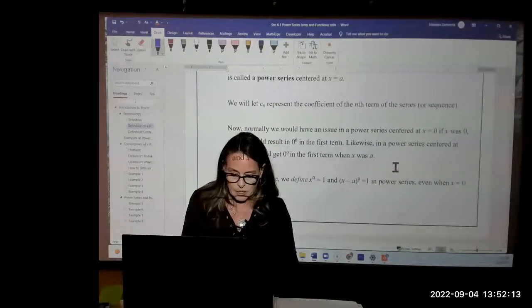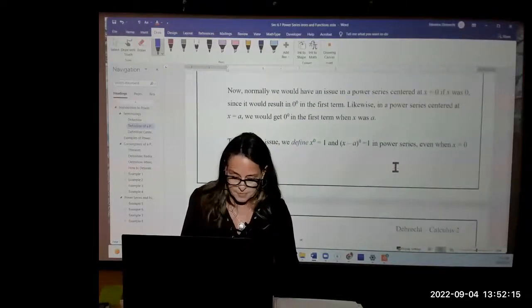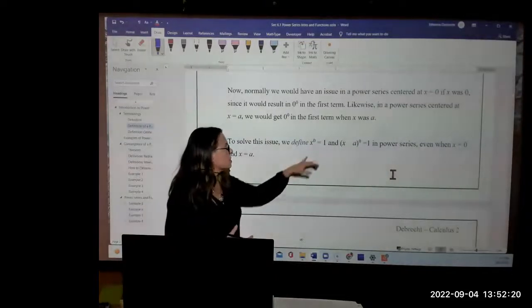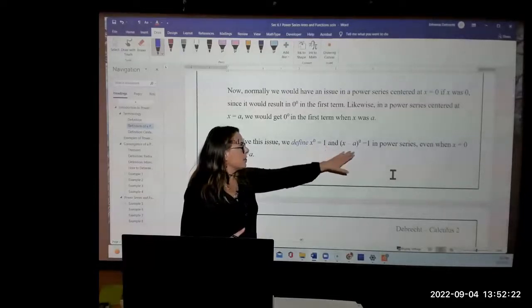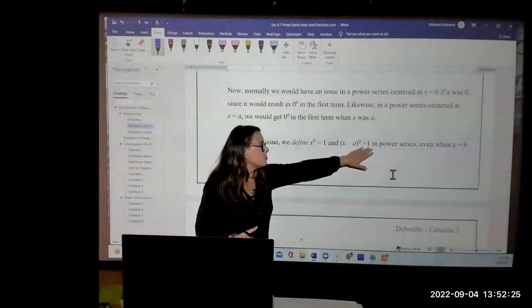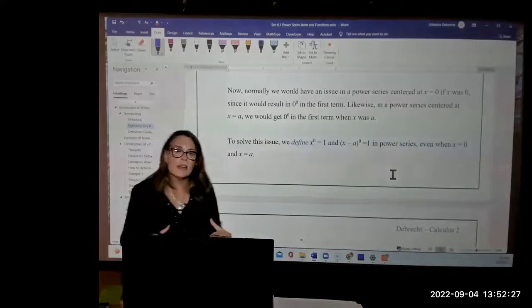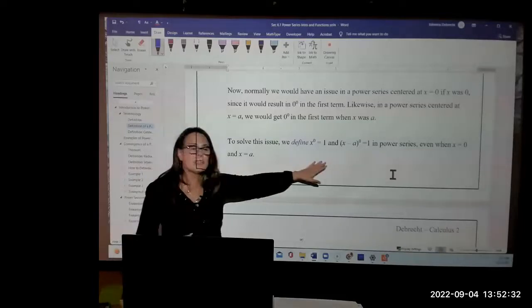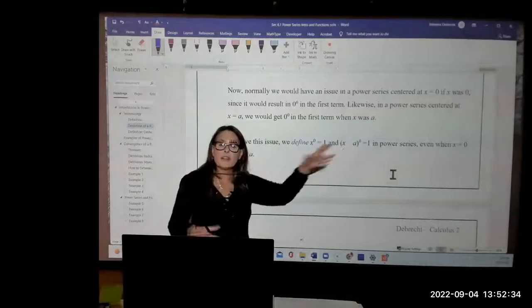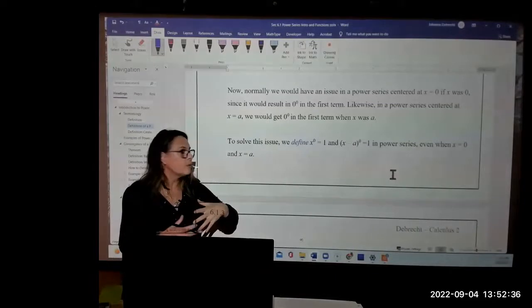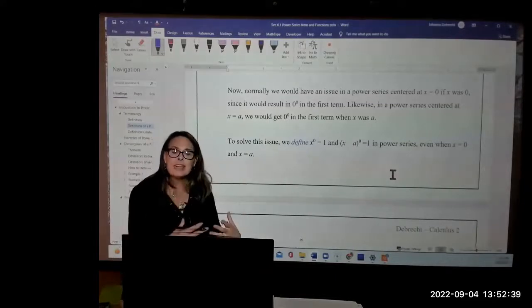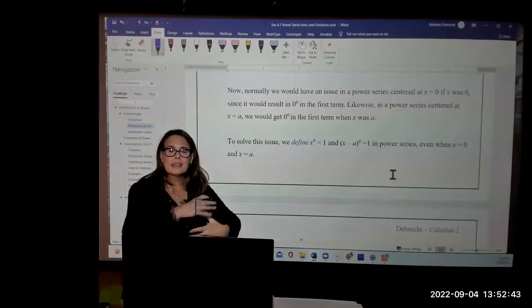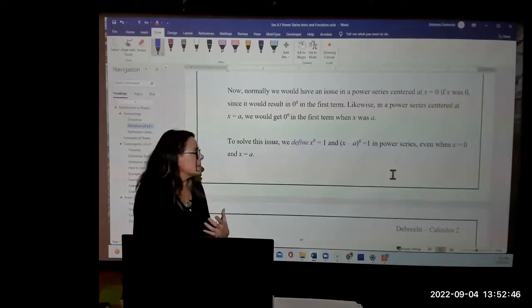So if we allow it to be the center, what we're going to do is define, for a power series, x to the 0th to be 1 and x minus a to the 0th to be 1, even when x is equal to 0 for the first and x is equal to a for the second. Now, both of those would generate that indeterminate 0 to the 0 form, but we're going to define it so that it becomes the constant 1. And that way we can get around this indeterminate issue.